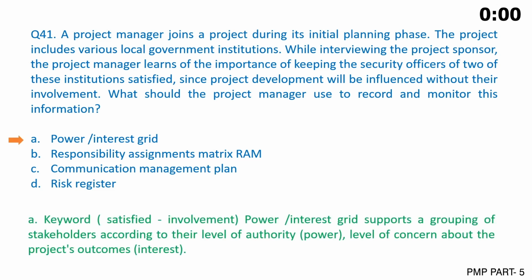The answer is A. Keyword: satisfied involvement. The power interest grid supports a grouping of stakeholders according to their level of authority. Power: level of authority. Interest: level of concern about the project's outcomes.